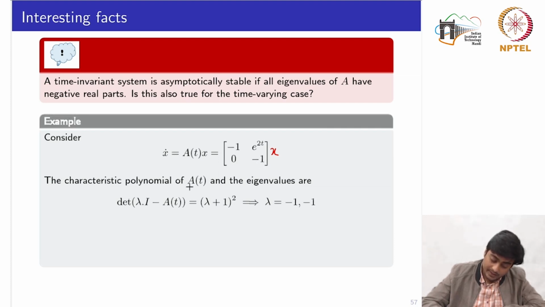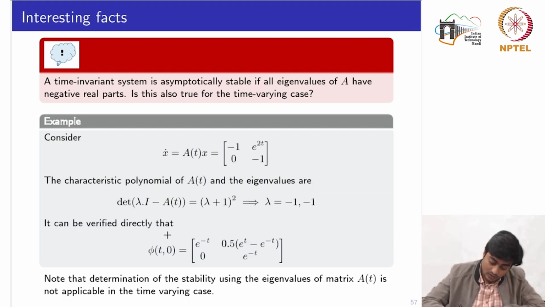Now computing the characteristic polynomial of this matrix A of t, it can be written as lambda I minus A of t. So finally this becomes the characteristic polynomial, and it is straightforward to see that the eigenvalues of this characteristic polynomial are at minus 1 and minus 1. So if I apply the eigenvalue test on the LTV system, it says that the system is a stable system because the eigenvalues are strictly on the left hand side.